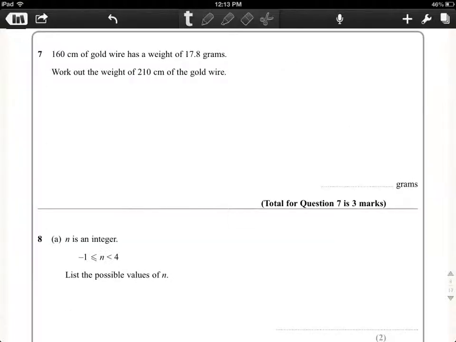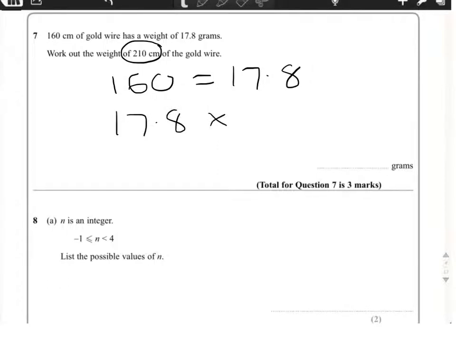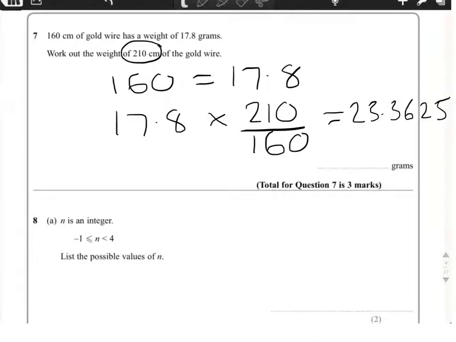It's a bit difficult, this one, but we know that 160 weighs 17.8 grams, and we've got to find 210. So what we do is we do 17.8 times 210 divided by 160, and that's the way to get the answer. What you're doing by division is you're finding out how much 1 centimetre weighs, and then timesing it by 210 to get 210 centimetres. So you'll need a calculator to finish. So if you tap that through a calculator, you'll see the answer comes to 23.3625.